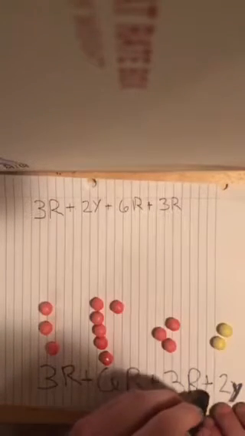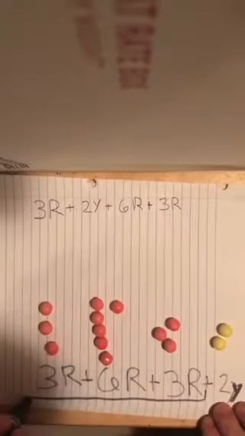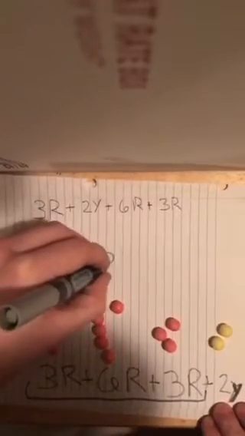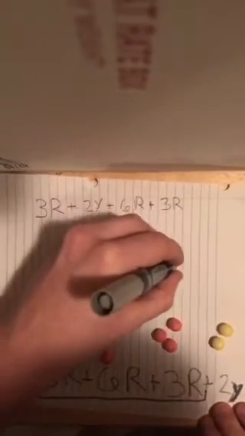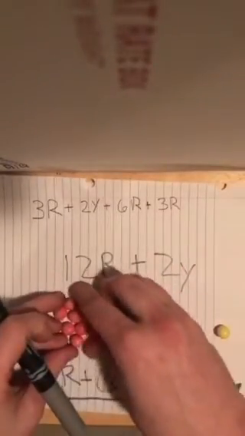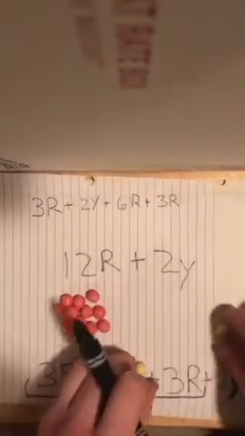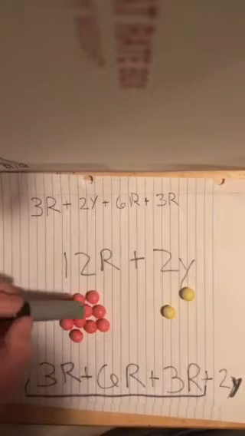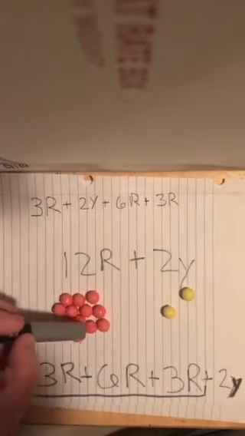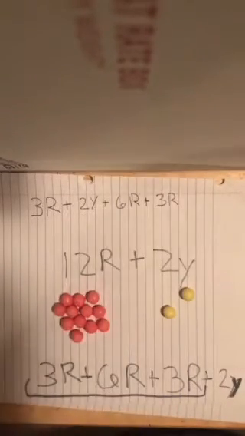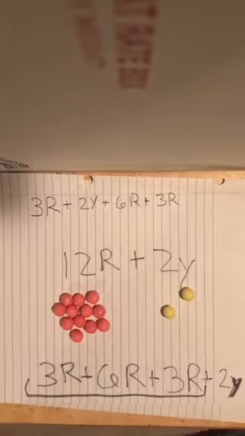So we can then combine these 3 to give us 12r plus 2y. As we can see, we can push all these together and we can leave these two separated. So now you can visually see we have 1, 2, 3, 4, 5, 6, 7, 8, 9, 10, 11, 12 red sweet tarts, followed by 2 yellow sweet tarts, which we cannot combine anymore, so we can leave our expression as 12r plus 2y.